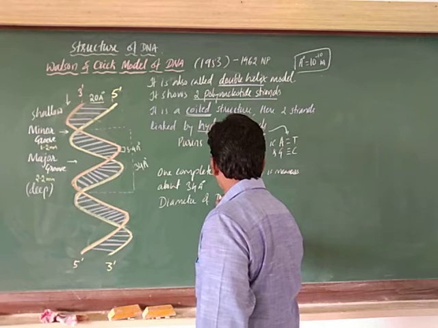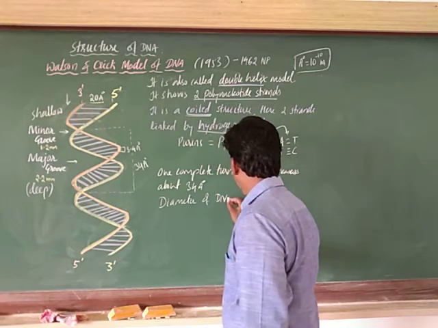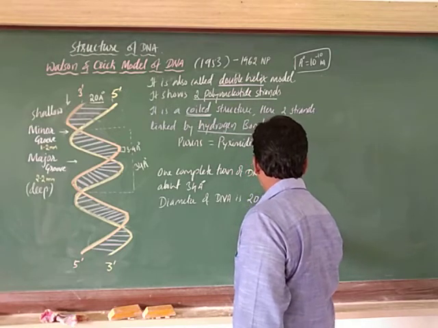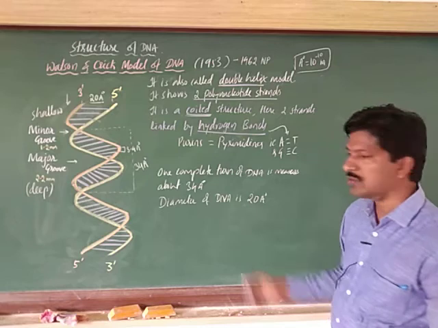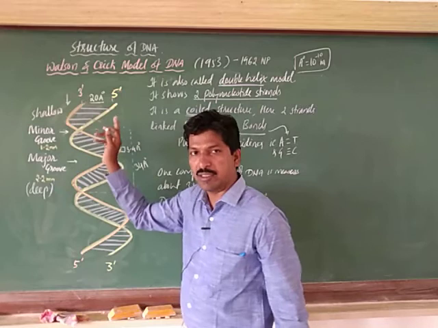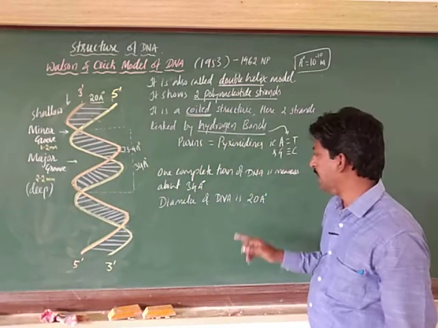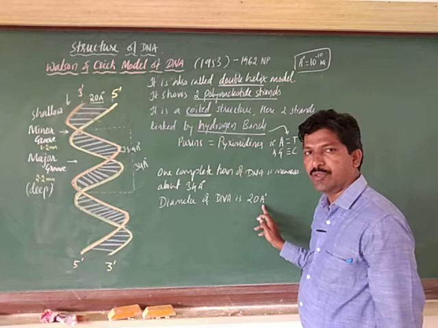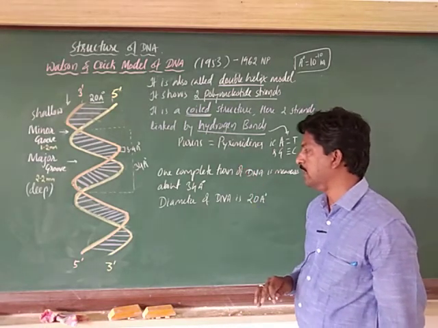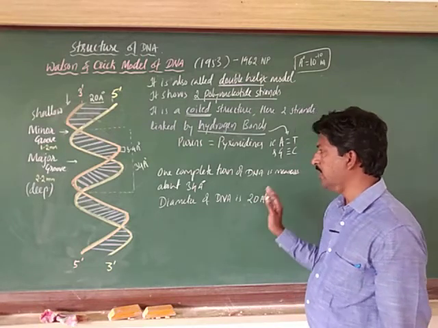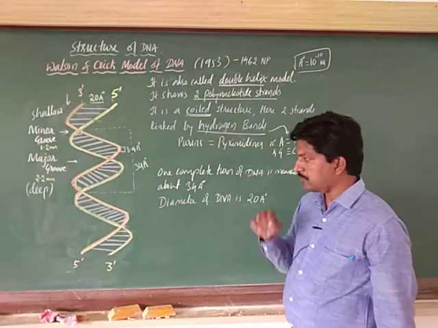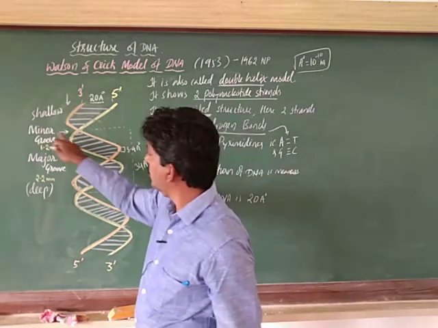of this DNA, the diameter of DNA is 20 angstrom, or you can consider the distance between two polynucleotide strands. The distance between two polynucleotide strands is about 20 angstrom units. 20 angstrom is the distance between two polynucleotide chains, or you can consider it as the diameter of the double stranded DNA. Okay, so next there is the minor groove here.